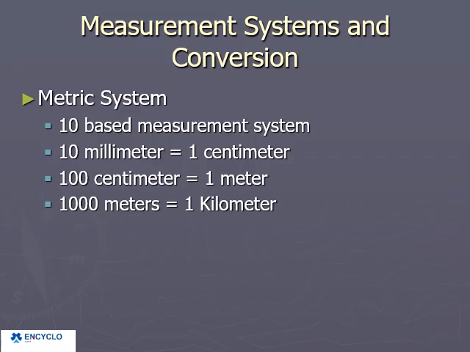Let's now focus on measurement systems, starting with the metric system. The metric system is based on powers of 10. 10 millimeters equals 1 centimeter. 100 centimeters equals 1 meter. 1,000 meters equals 1 kilometer. It's consistent and easier to convert compared to the English system.